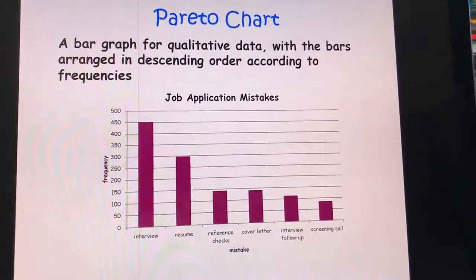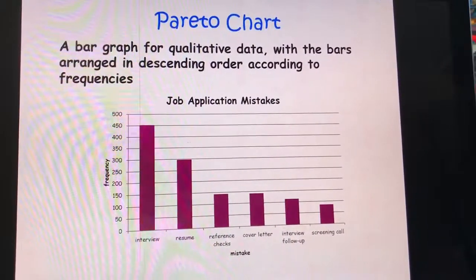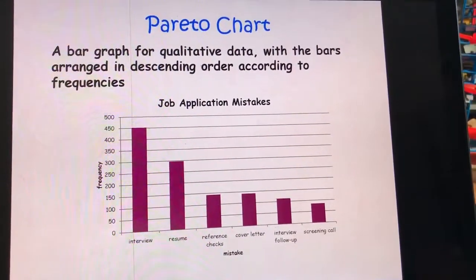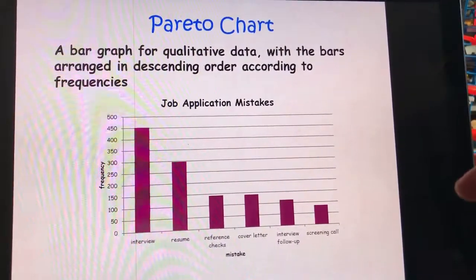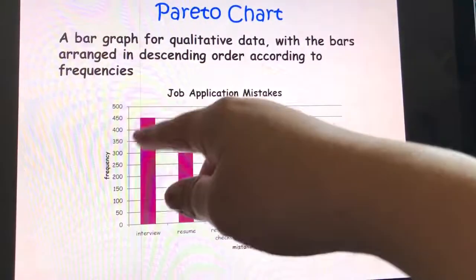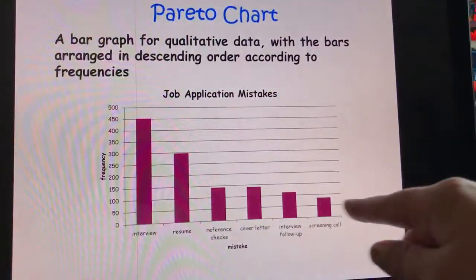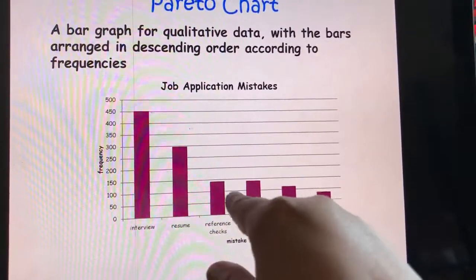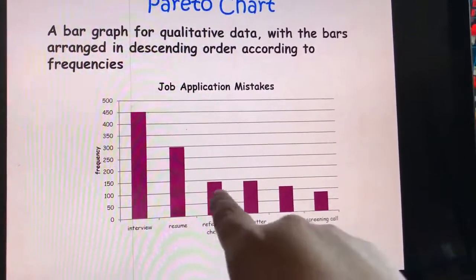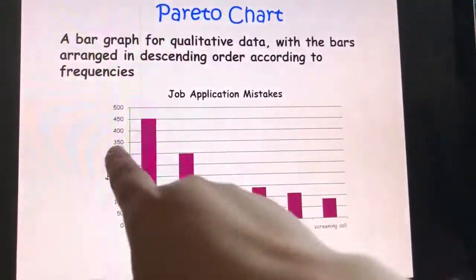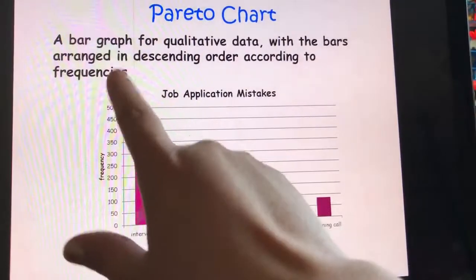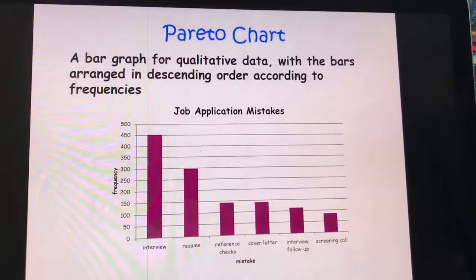A Pareto chart is a bar graph for qualitative data with the bars in descending order according to their frequencies. So for a Pareto chart, it should go from highest to lowest always. This one always looks like they're about even. Sometimes I think that one looks higher, and then sometimes I think they look even. But it's okay if they're even, you have to go largest to smallest for a Pareto chart always.